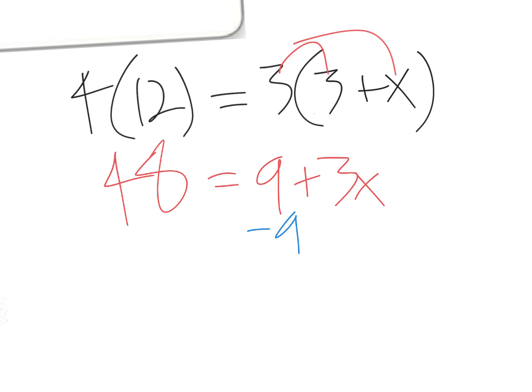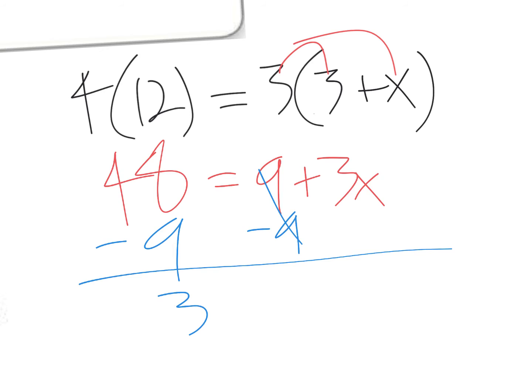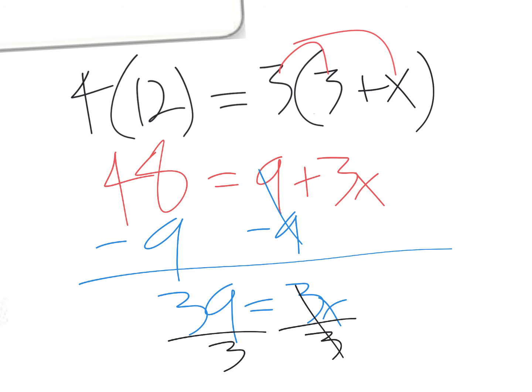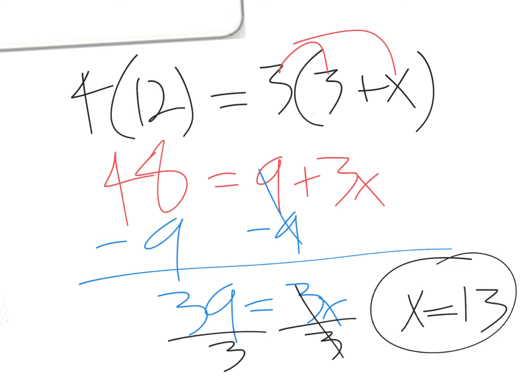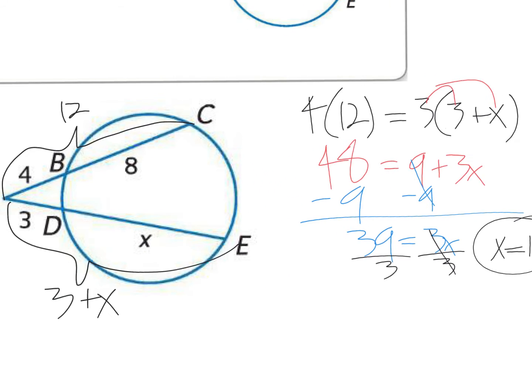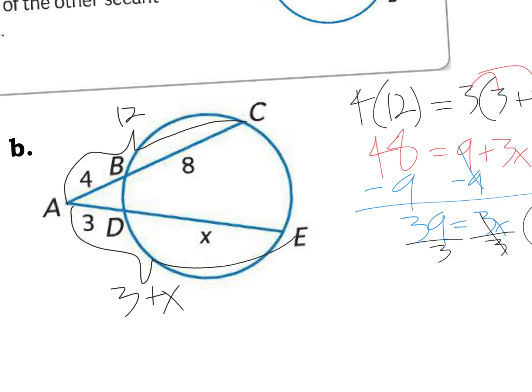So that means I'm going to have to minus 9 to the other side. And 48 minus 9 is going to be 39. And 39 equals 3x now. So divide both sides by 3. And 39 divided by 3 is going to give me 13. So, again, if I ever ask you to plug it back in, you could tell me that this is 13, and so AE would equal 3 plus 13, which is 16.